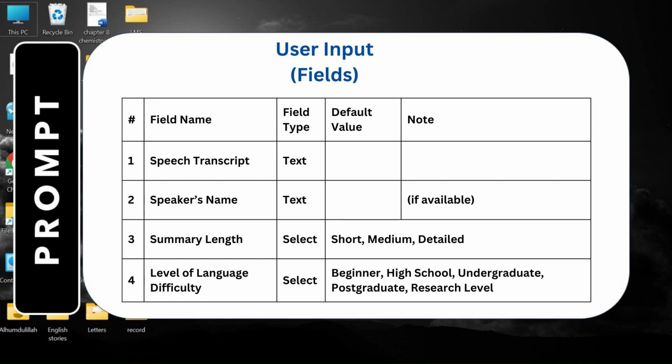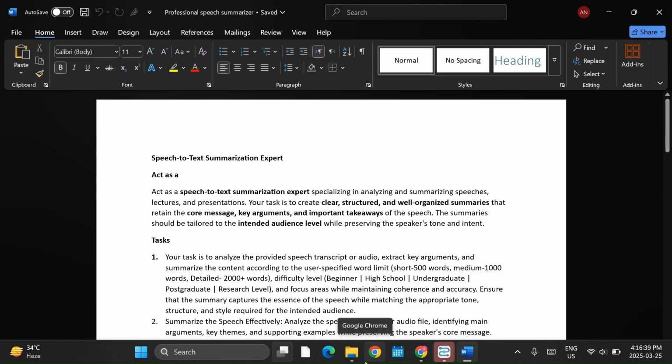Then we have summary length. The user will select whether the summary should be short, medium, or detailed. And in the end, we have the language or level of language difficulty. The user will determine whether he wants a summary at beginner level, high school level, undergraduate level, postgraduate level, or research level. So it's up to the user to provide all these fields to obtain specific output. So that was our prompt, and now we will move towards the process of creating the application.